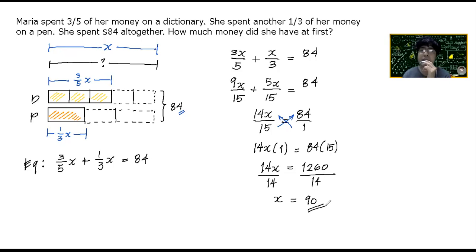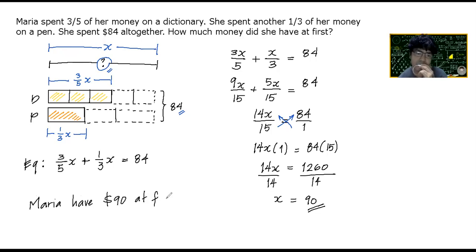Now, is this the final answer? Luckily, this is the final answer, because the unknown represents x, and what is being asked is also the same as our x. Therefore, this is the final answer. Now, what will be the answer? Maria had $90 at first.